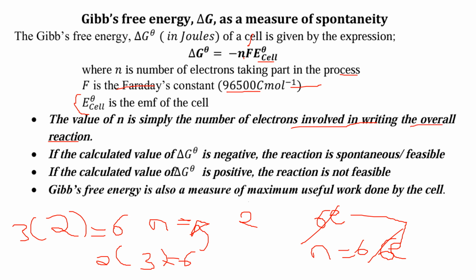So if the calculated value of Gibbs free energy is negative, the reaction is going to be feasible. But if the calculated value of Gibbs free energy is positive, then the reaction is not going to be feasible. Now we are going to say that Gibbs free energy is also a measure of the maximum or useful work that is going to be done by the cell. Now let's go to the examples.